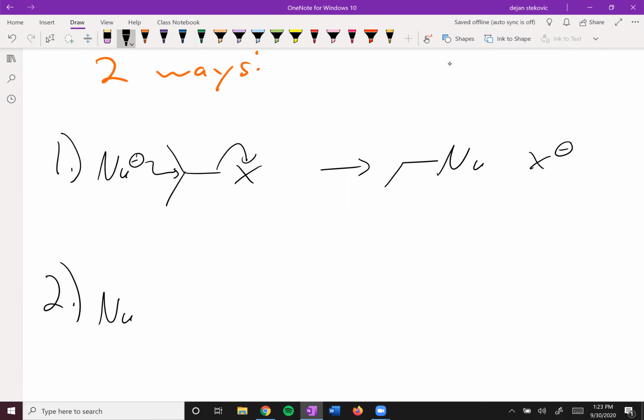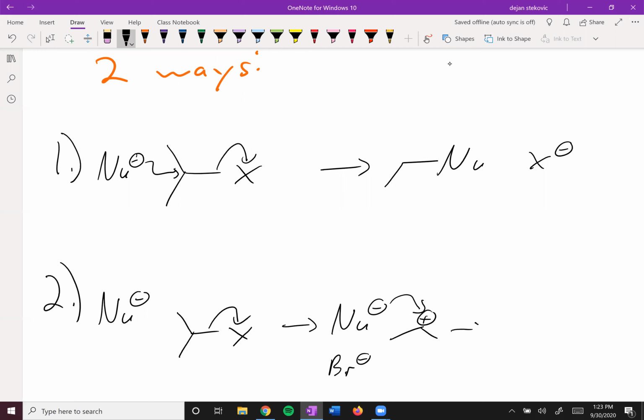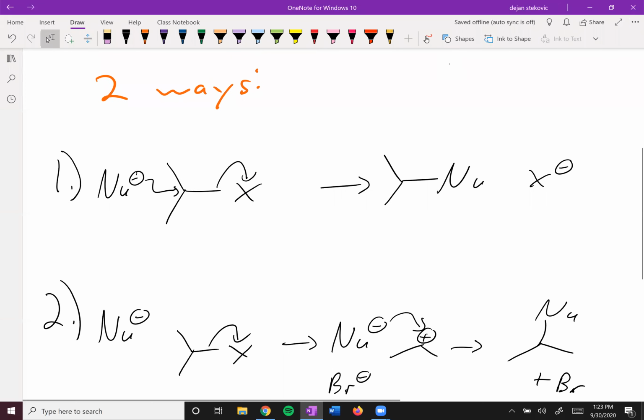The other way to think about this is first, this halogen leaves. You're left with a carbocation. And then the nucleophile attacks the carbocation to give you your product. As you can see, we've got the same end result, but we've taken different routes to get there. And this is important because this is going to influence your reaction under certain conditions, right?